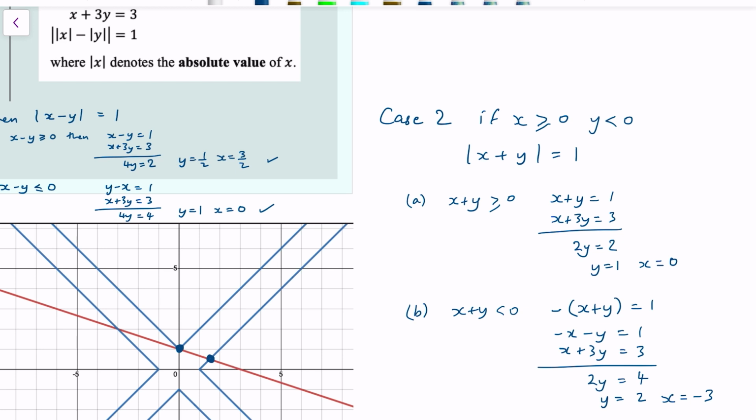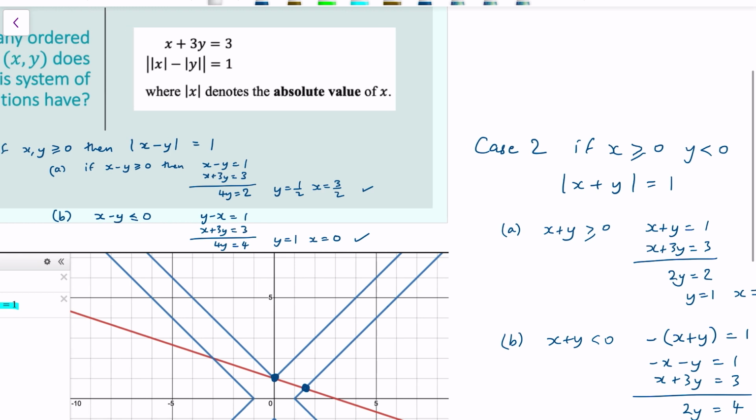Is that possible? Well, in case 2 we were saying x had to be greater than or equal to 0, so it contradicts the original condition, so it's not a solution to the problem in this particular case. However, we are going to come across that solution again, because it is the last solution that we're trying to spot. It will come up when we get to one of the later cases.